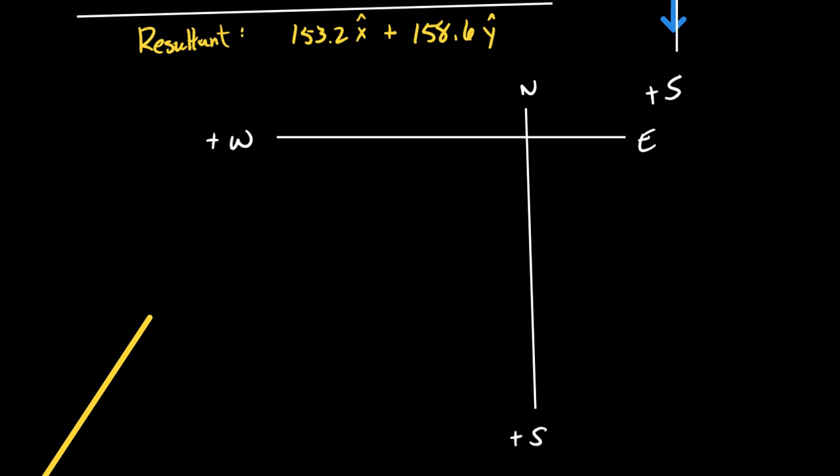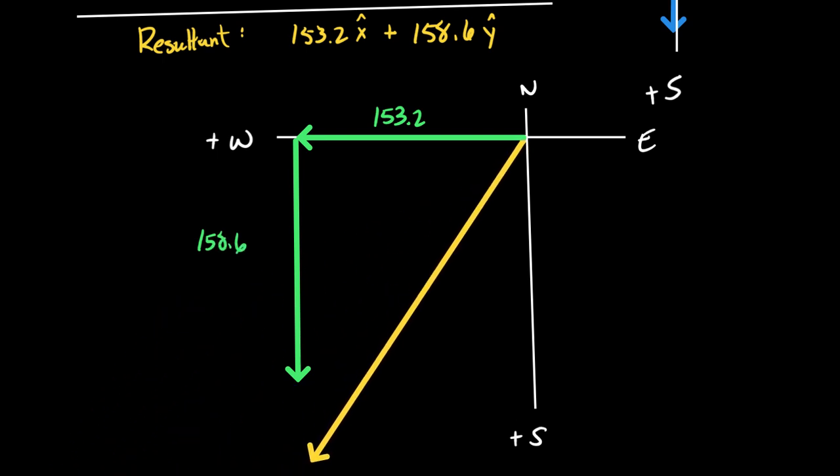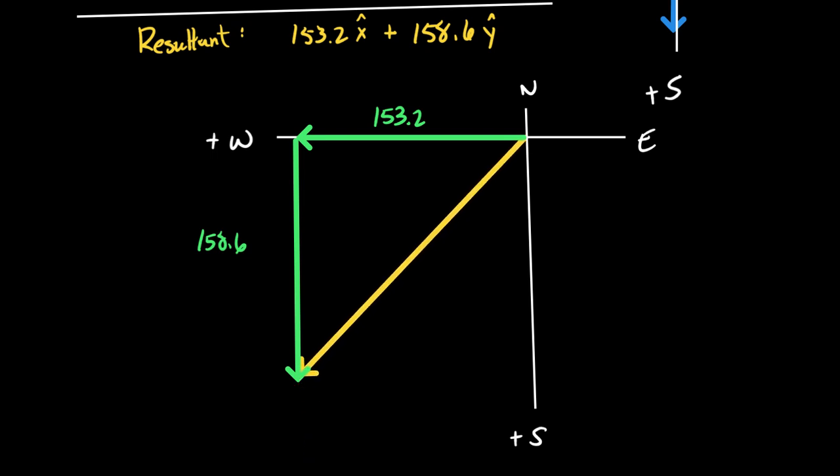So I have two vectors here. I have 153.2 in the east-west direction, and I have 158.6 in the north-south direction, producing a resultant like so.